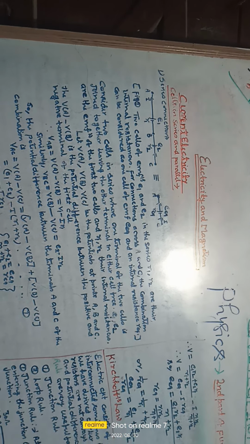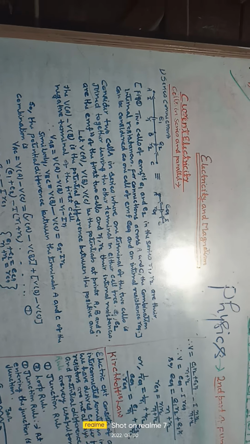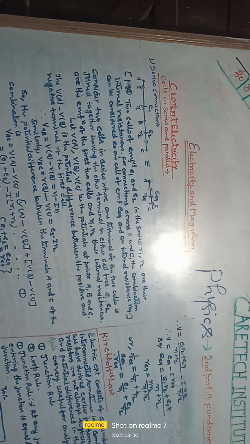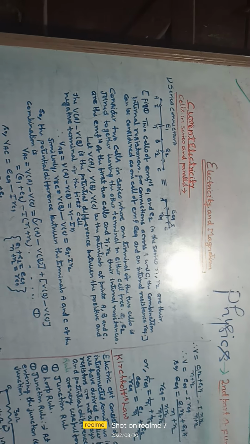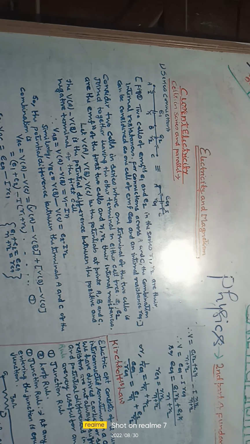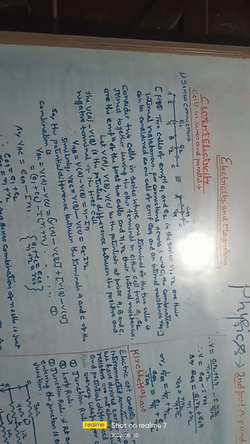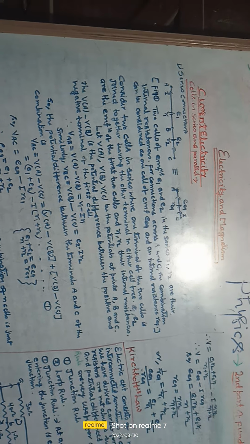E1, E2 are the EMFs of the first two cells and R1, R2 their internal resistance. Let VA, VB, VC be the potential at points A, B and C. So, VA minus VB is the potential difference between the positive and negative terminal of the first cell. VAB equals VA minus VB equals E1 minus IR1. Similarly, VBC equals VB minus VC equals E2 minus IR2.